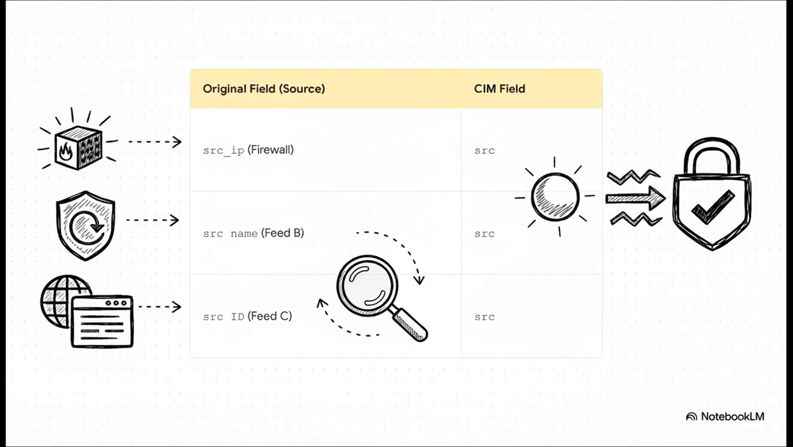And right here, you can see exactly why that is so critical. By mapping all these different names to one single common field name like src, CIM lets you run one search that covers data from your firewall, your proxy, and your web server all at the same time. It's the magic that makes true correlation possible.